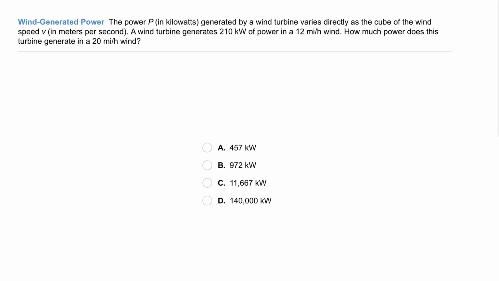Your turn. Wind generated power. The power P in kilowatts is generated by a wind turbine. It varies directly as the cube of the wind speed V in meters per second. A wind turbine generates 210 kilowatts of power in a 12 mile per hour wind. How much power does this turbine generate in a 20 mile per hour wind?